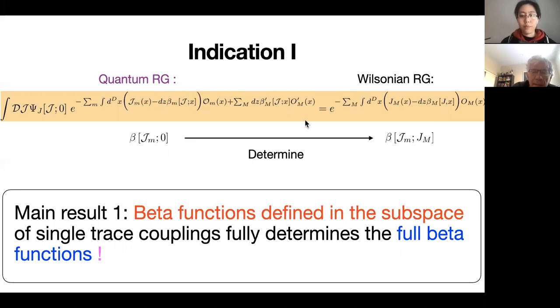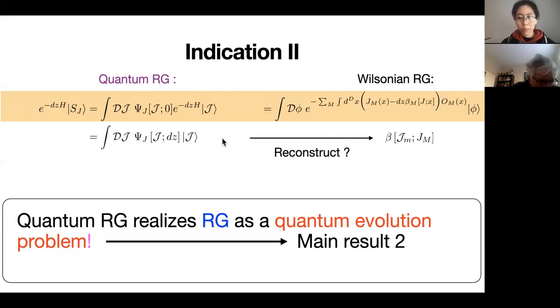The equality gives us a second implication. The quantum RG method takes place in the subspace of single trace couplings, and it actually modifies the wave function of the single trace couplings during one step of RG. So this means we can view the RG process as a quantum evolution problem. This is actually the starting point of our main result 2. We can start from this quantum evolution problem to reconstruct the full beta function.